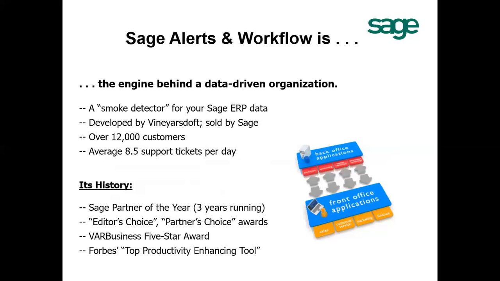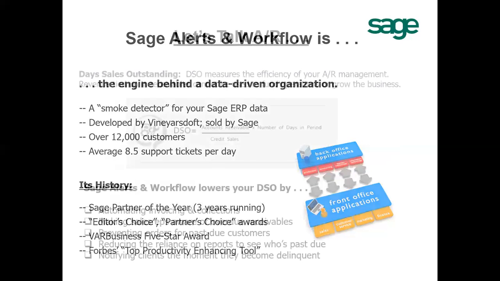Forbes, an organization who know a thing or two about business, awarded the Alerts and Workflow technology its commendation for top productivity enhancing tool.